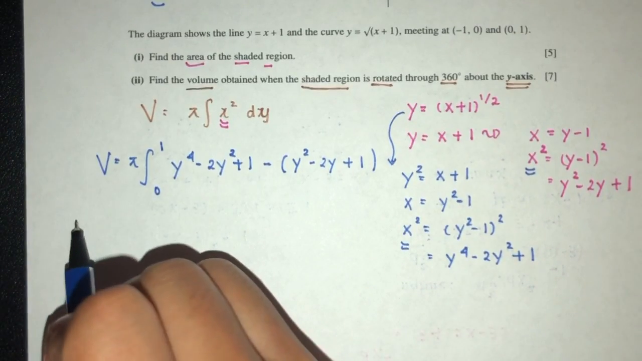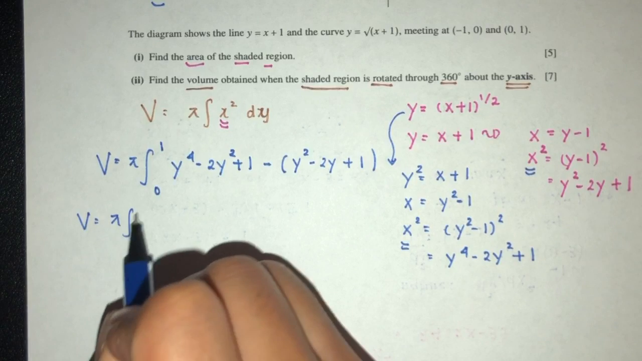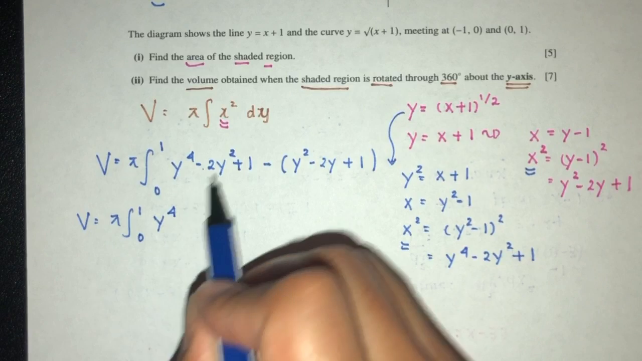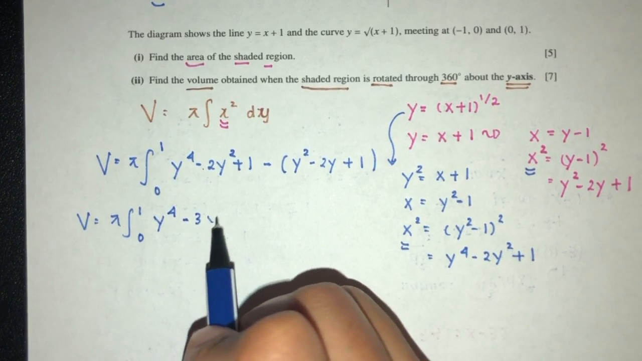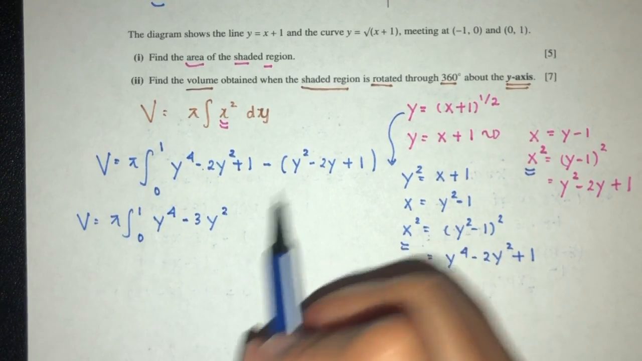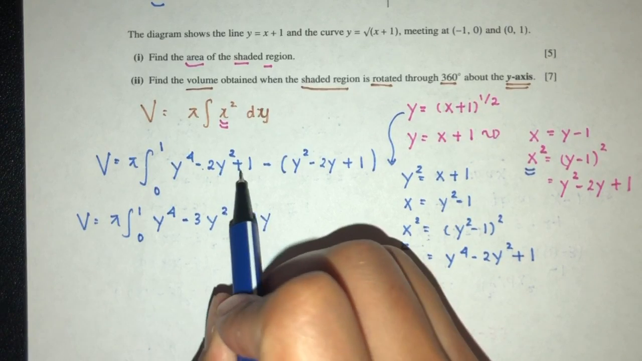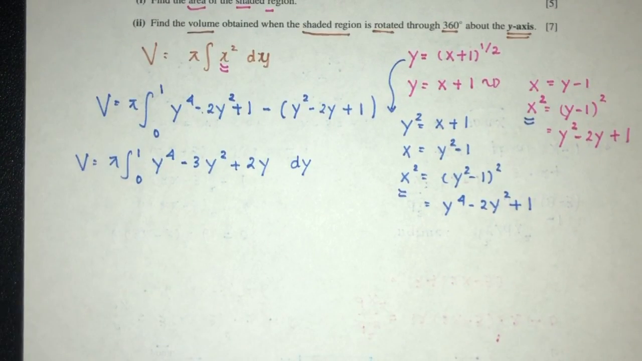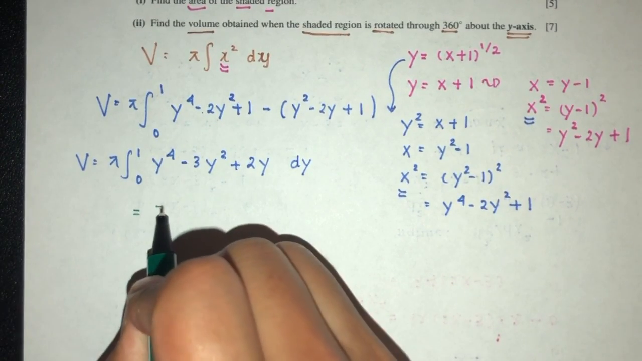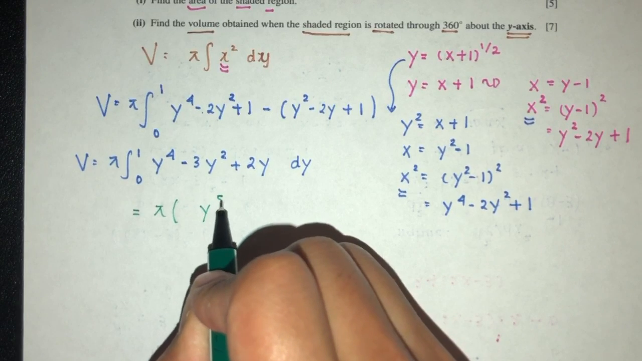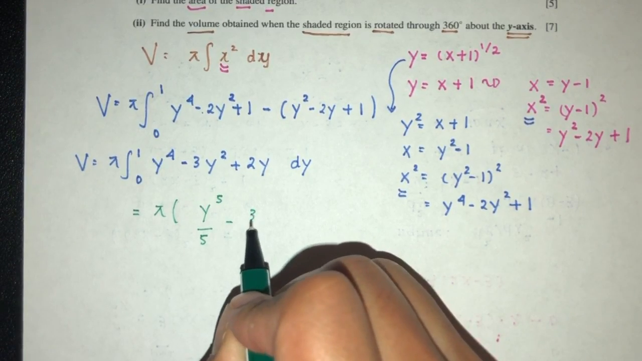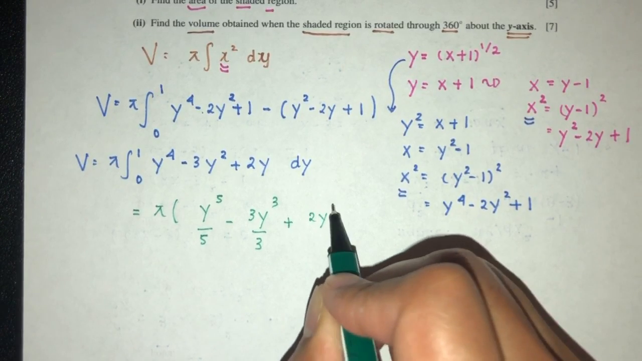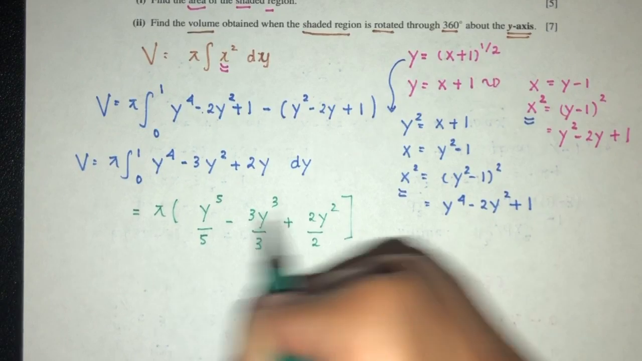So we can simplify. The volume will be pi times the integral from 0 to 1. Subtracting this will give you, here we have this minus 2 minus 1, that should be minus 3y squared. And then we have plus 2y, and plus 1 minus 1 should be 0. That should be dy. Simplify, let's see what happens. That will give you pi times y to the power 5 over 5 minus 3y to the power 3 over 3 plus 2y squared over 2, with limits 0 to 1.